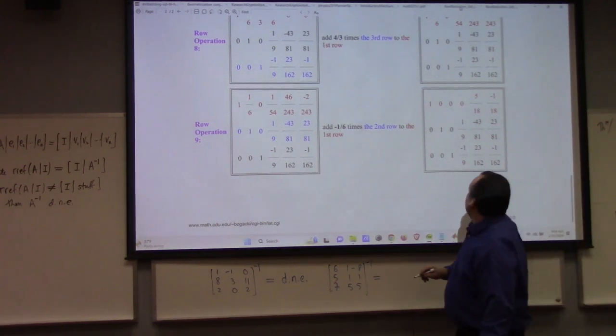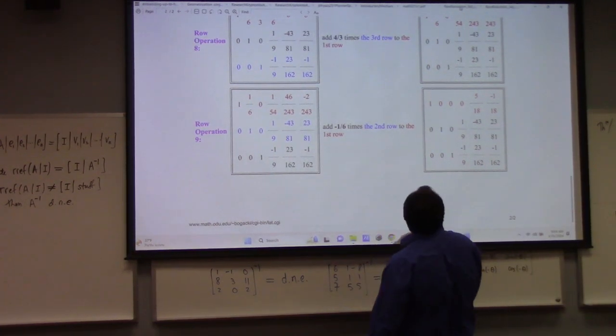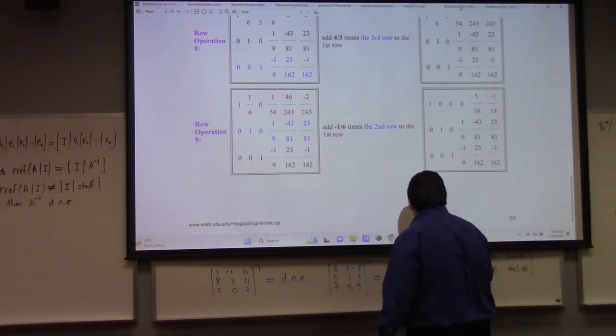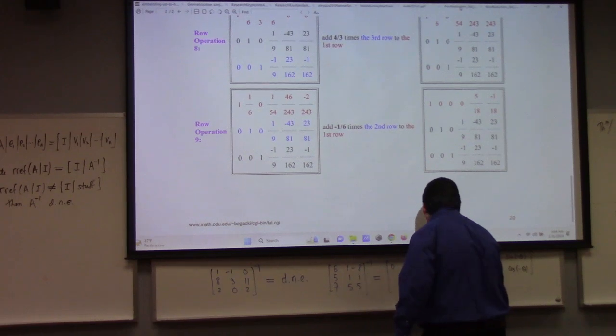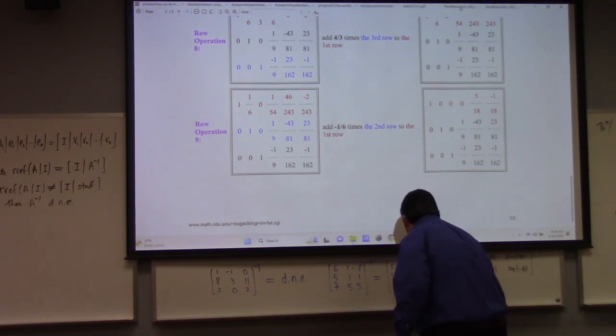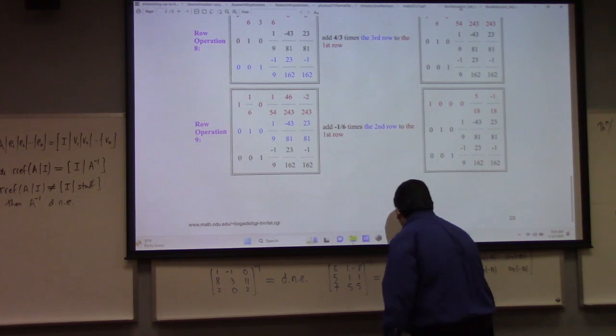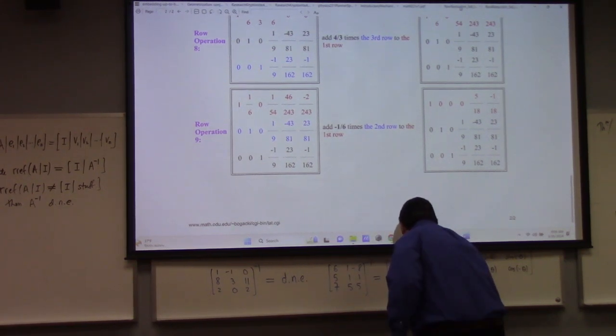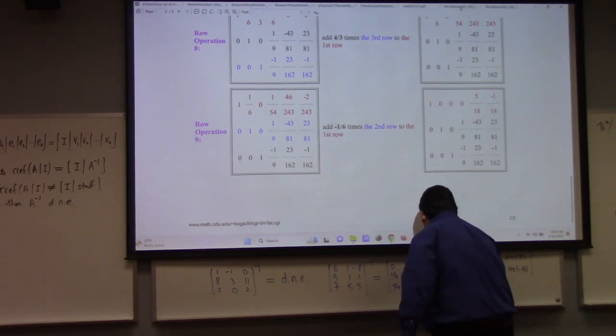So the inverse is apparently 0, 5/18, minus 1/18, 1/9, minus 43 over 81, 23 over 81, minus 1/9, 23 over 162, and minus 1 over 162.